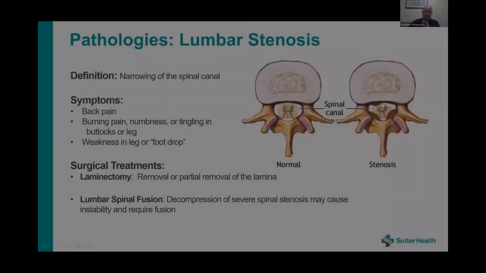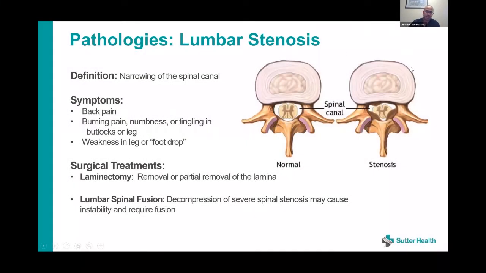that there is a compressive element. So this is the front of the abdomen here. This is the back here. And this is a cross section, or what we call an axial cut. This is a normal spinal canal with the nerve roots or spinal cord in the middle. And this is called the spinal foramen.